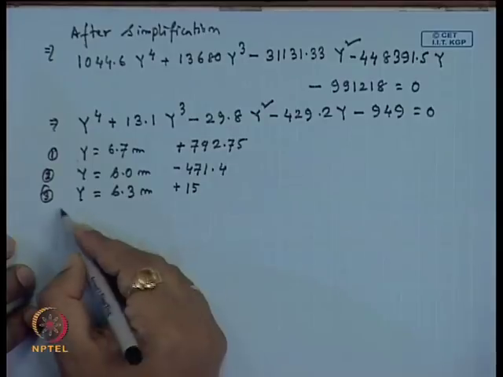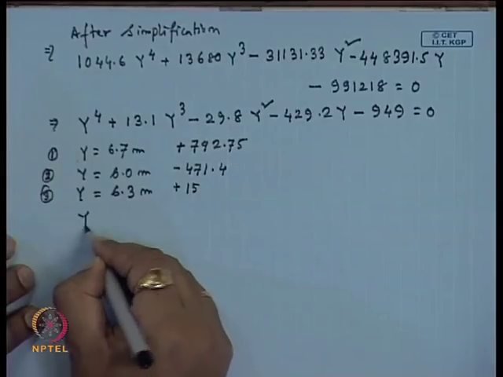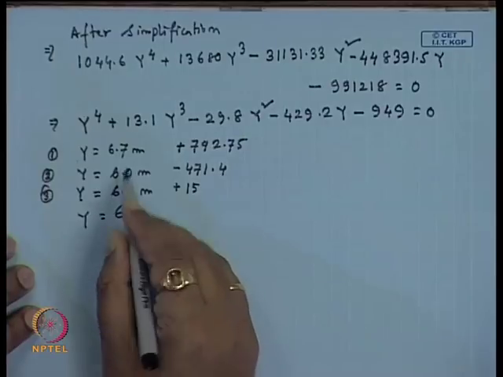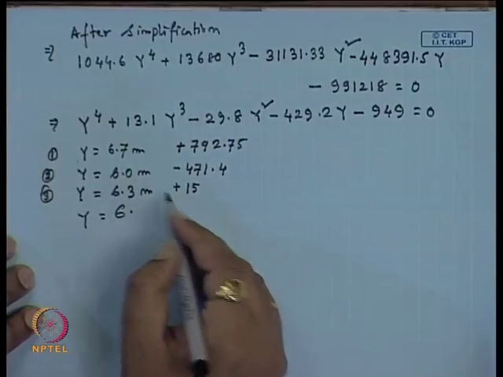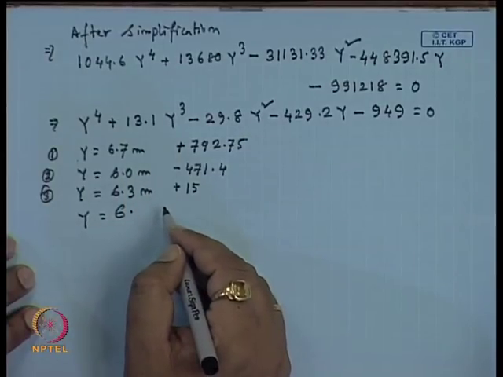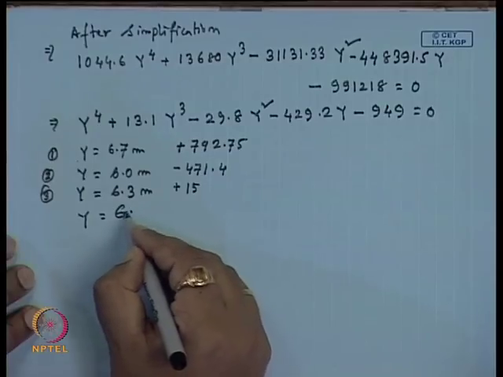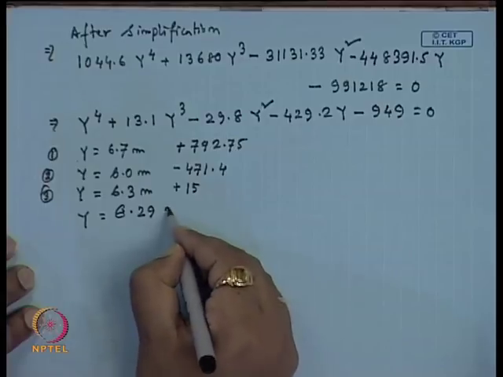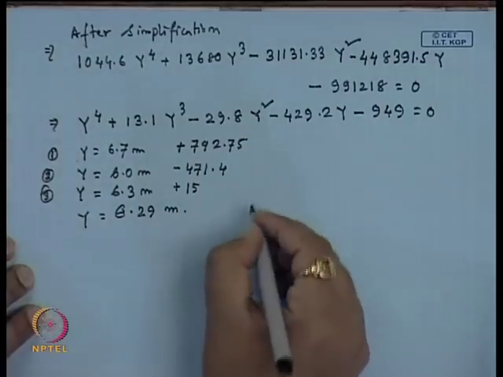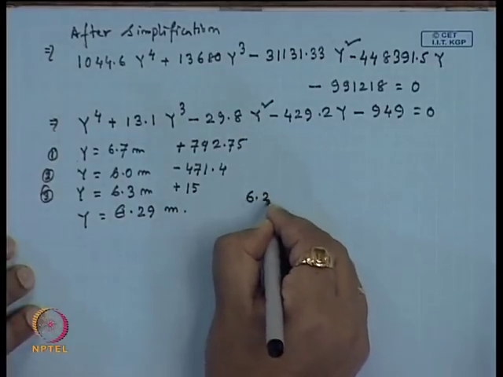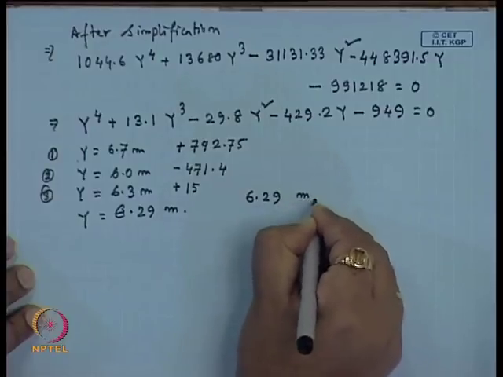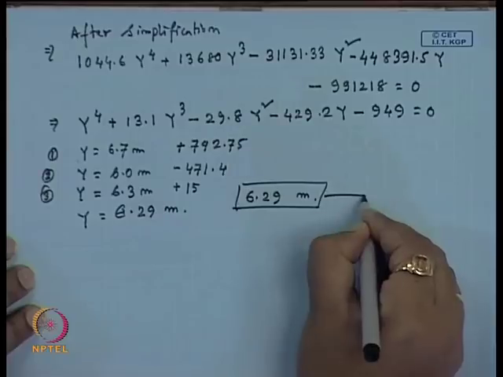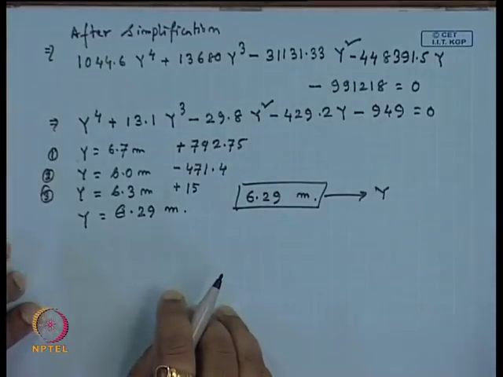So, we have to further reduce this value. So, we consider this Y value as 6.29 meter. So, we consider 6.29 meter as the value of Y by trial and error method.